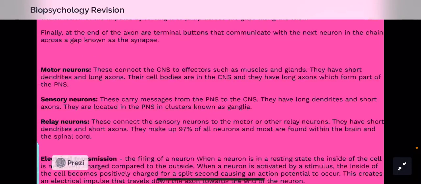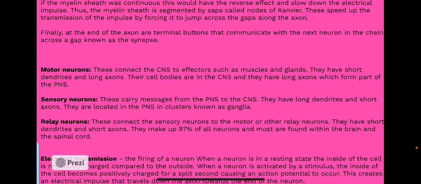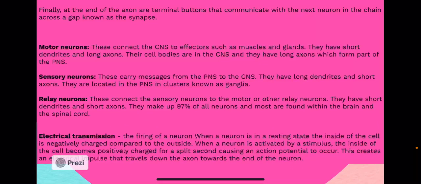So when we look at synaptic transmission, that also links back to how neurons work, and that in turn links to the central and peripheral nervous systems. So you've got your 3 neurons. Motor neurons connect the central nervous system to effectors, such as muscles and glands. They have short dendrites and long axons. Their cell bodies are in the central nervous system, so that's your brain and spinal cord. And they have long axons which form part of the peripheral nervous system.